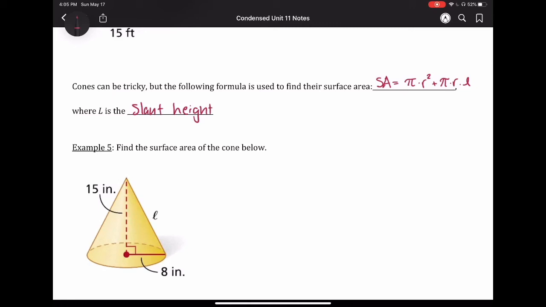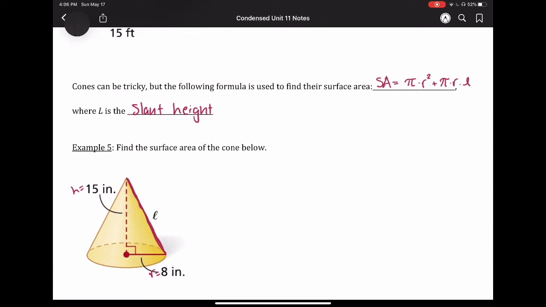The slant height, pictured in example 5, is the distance on the outside of the cone from the peak down to the base. It's that line that is L. In this example, they don't give us L, they give us the radius, which is equal to 8, and they give us the height, which is equal to 15, but they don't give us L.